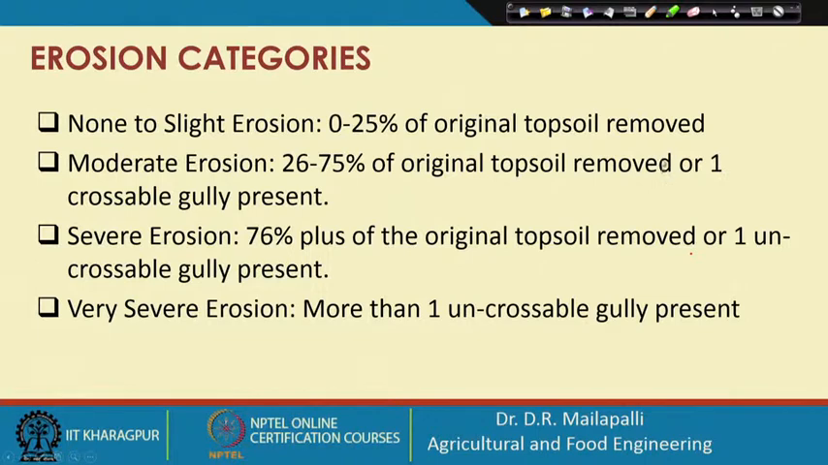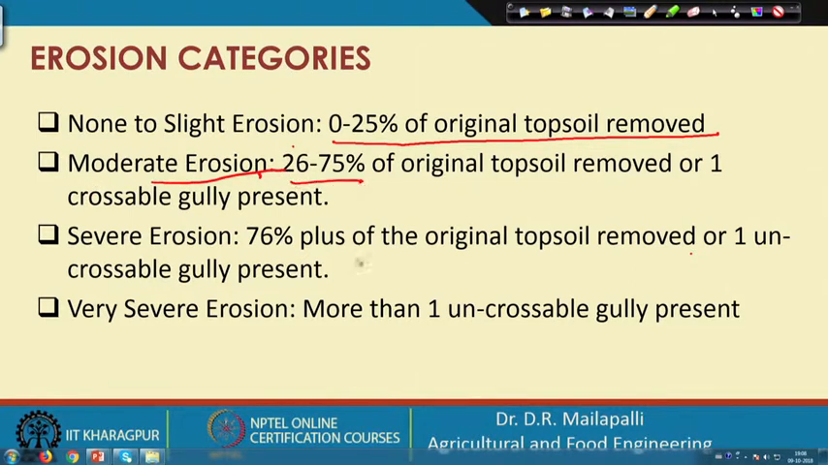is erosion categories. Non to slight erosion is generally 0 to 25% of the original topsoil removed. So, if 0 to 25% of the original topsoil is removed, then we can put it under the non to slight erosion category. Moderate erosion is 26 to 75%, severe erosion is 76%, and very severe erosion is when more than one uncrossable gully is present.